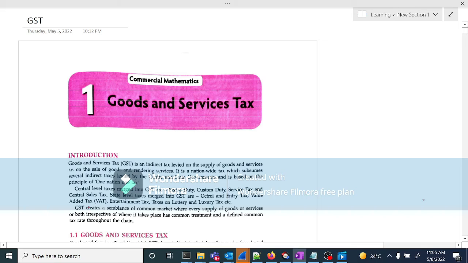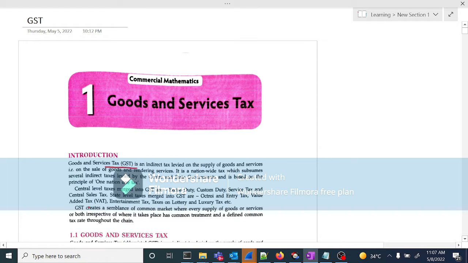Hi everyone, today we'll start with chapter 1 of class 10 maths book of Emil Agarwal, that is goods and services tax. So we'll go through goods and services tax concepts around this, and we'll go through all the examples so that we have better understanding how to approach a problem. So what is goods and services tax?